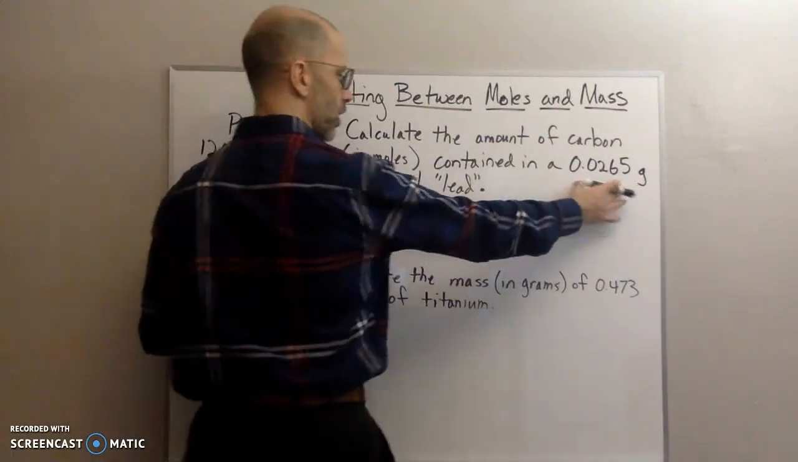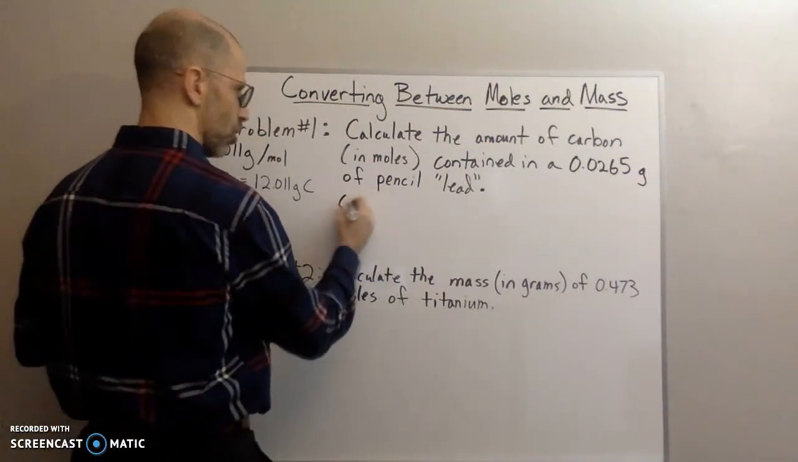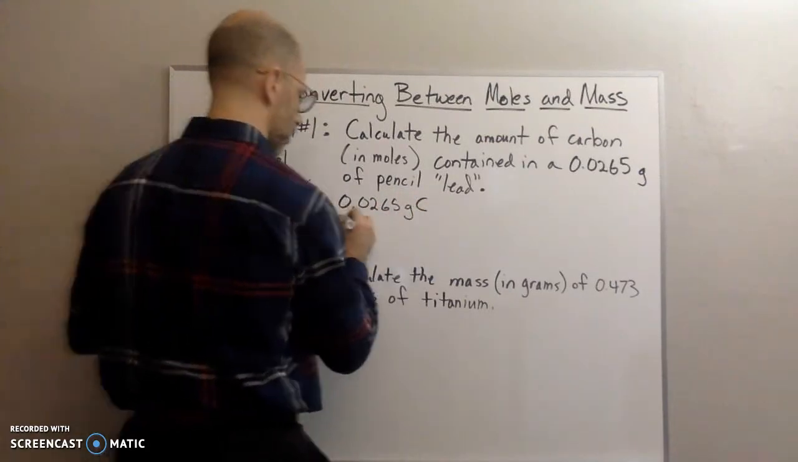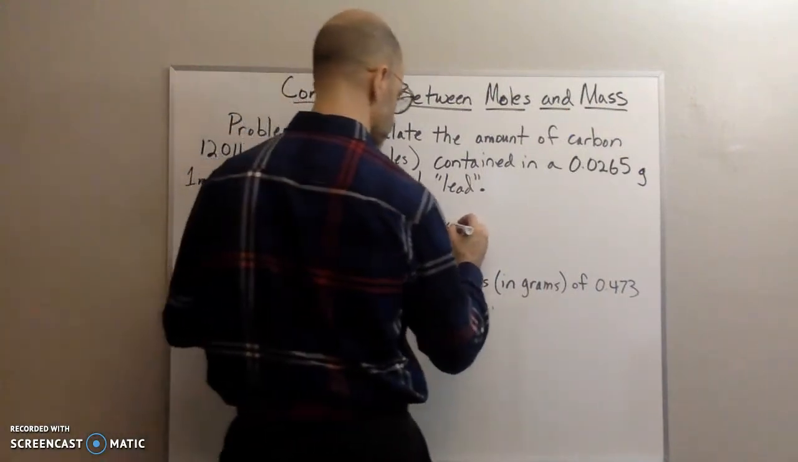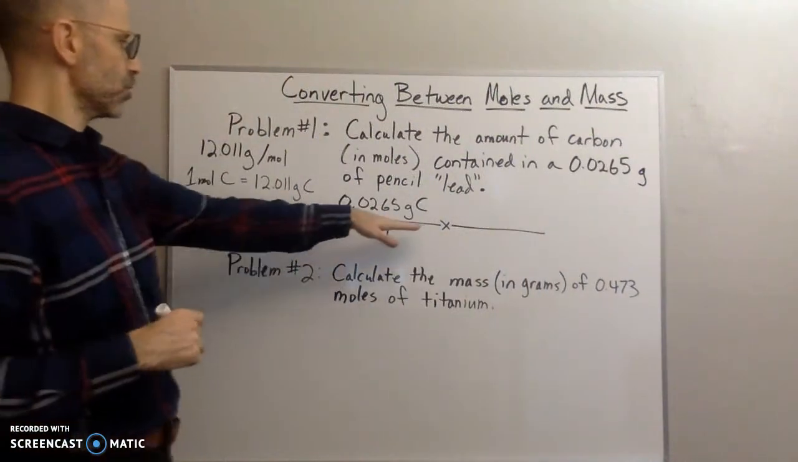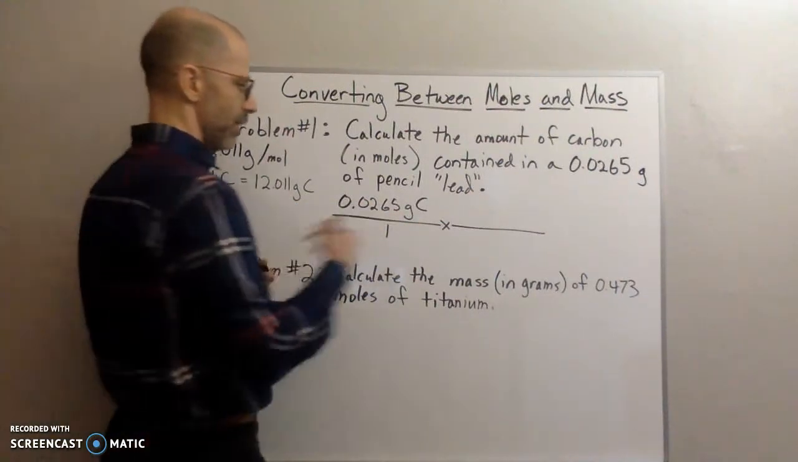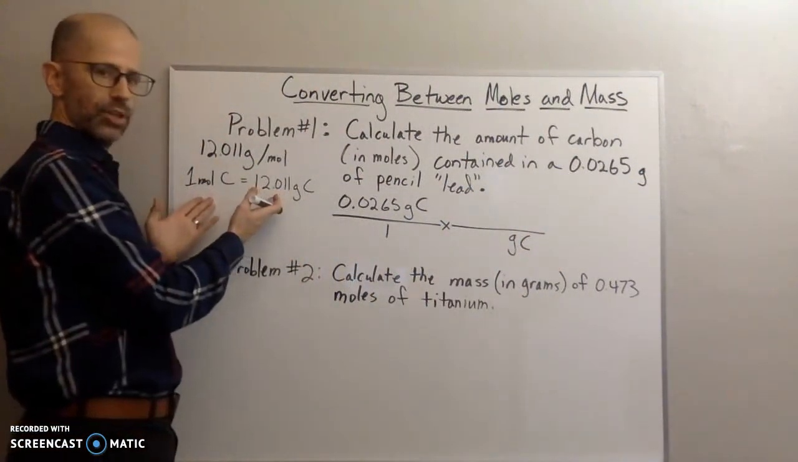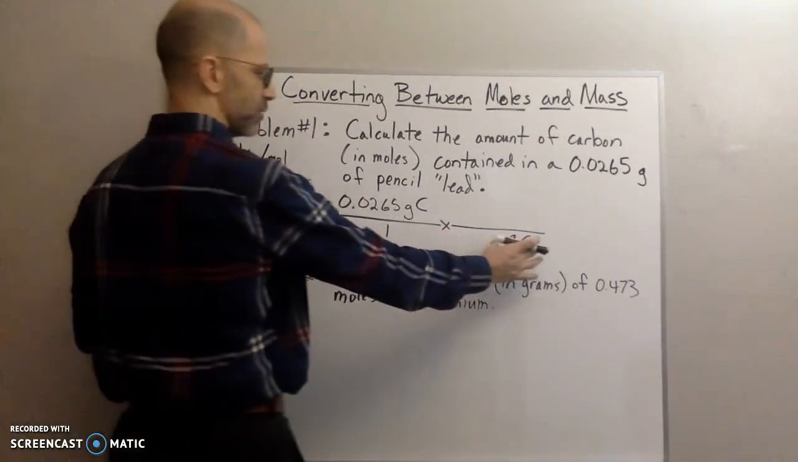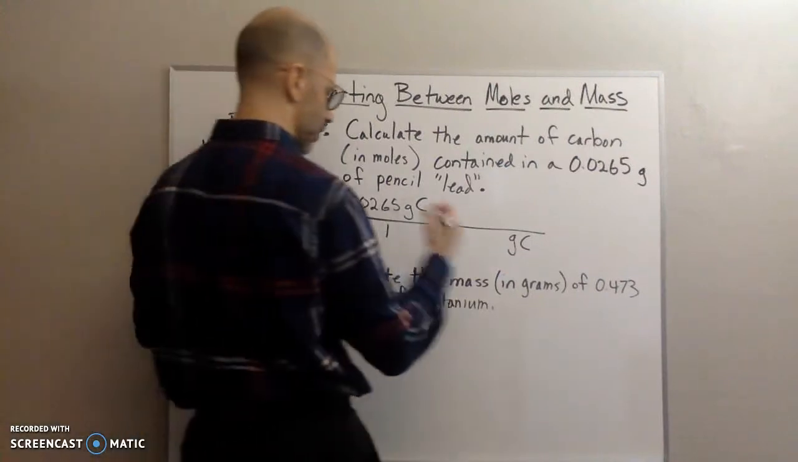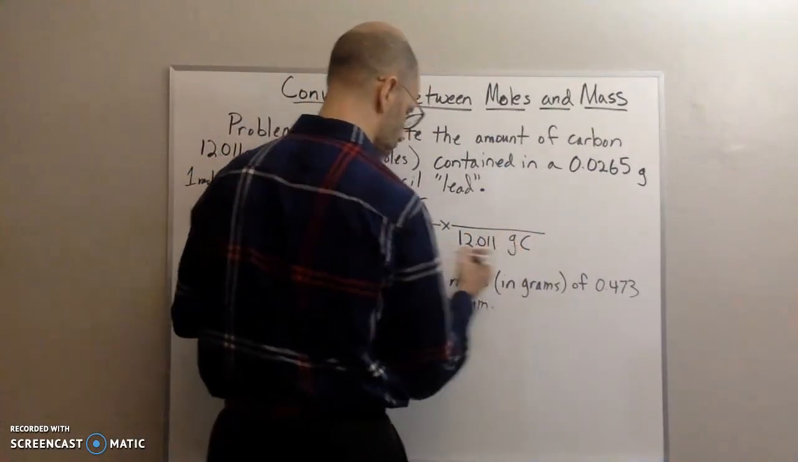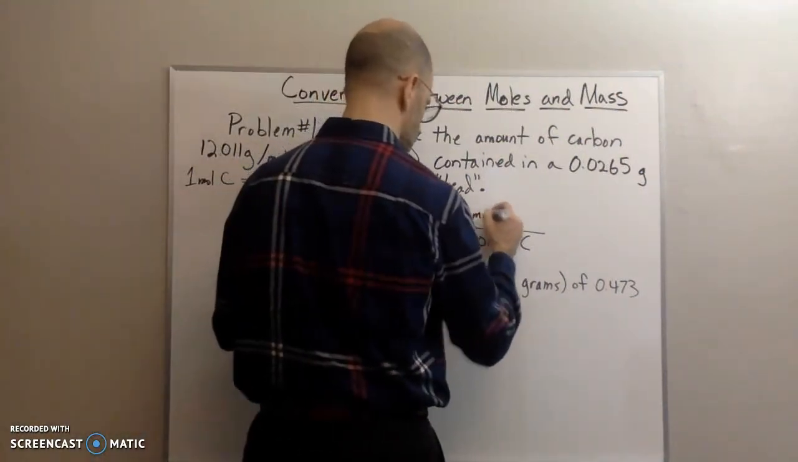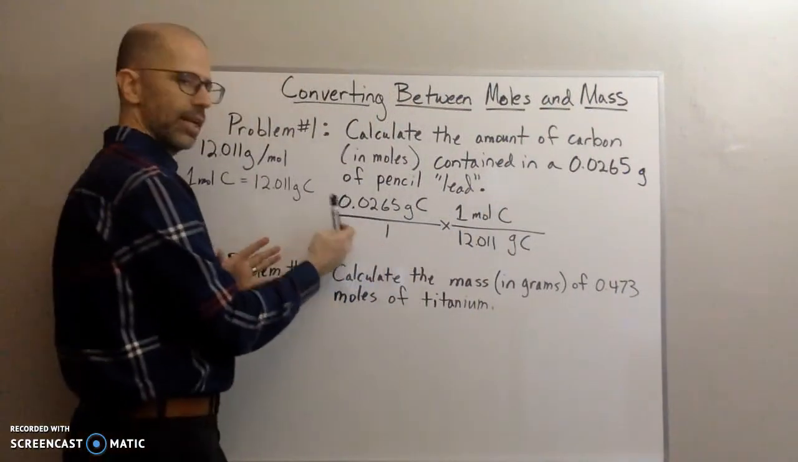So we start with what we're given, 0.0265 grams of carbon, and we're going to put it over 1. Now we're going to convert. I have grams of carbon on the top, so I need grams of carbon on the bottom to cancel out. Here's my equality. Since grams of carbon is on the bottom, we're going to put 12.011 grams on the bottom, and the other side goes on top: 1 mole of carbon.